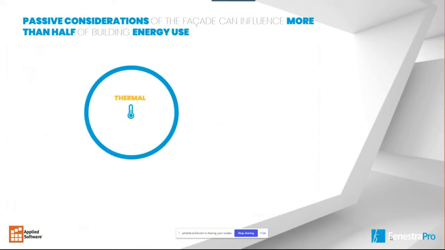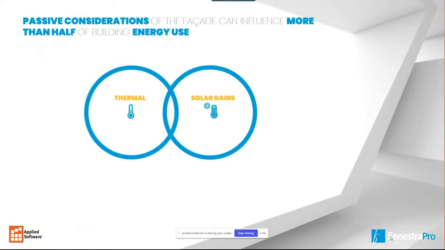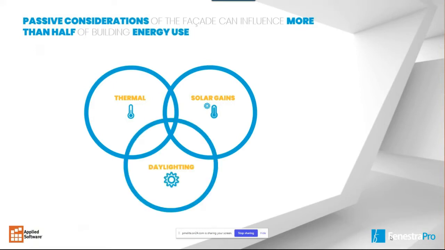And at Fenestrapro and our tool set, we very much look at the thermal, the heat loss aspects of the envelope, the solar heat gains, or the penetration of heat gains through the glazing, and the daylight performance. These are three considerations, as a lot of designers will know, that can very often work against each other. The more glazing I have, the better my daylighting, but the poorer the thermal performance of my envelope. The less glazing I have, the less solar heat gains I have to manage, but again, the poorer my daylighting.